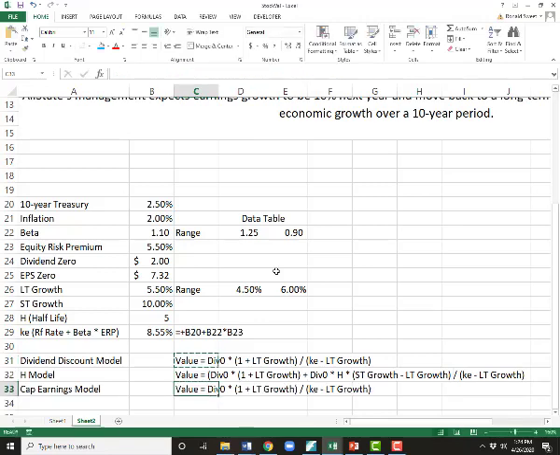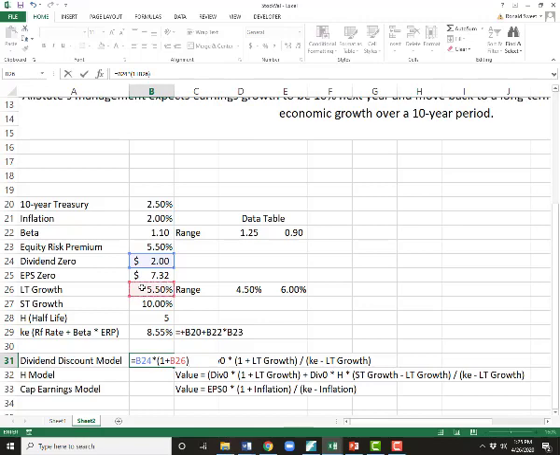And then the cap earnings model is exactly the same dividend discount model, except instead of using dividends per share, we use earnings per share. And instead of using long-term growth, we use expected inflation. But you can see how much we use the perpetual growth annuity formula, where the value of something is the cash flow divided by the discount rate minus the growth rate in each one of these. So in this one, we have dividend 0 is $2 times 1 plus the long-term growth, which is 5.5%, divided by our KE minus 5.5%. We get a value of 69.18.